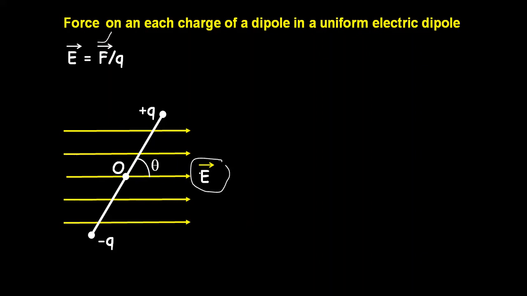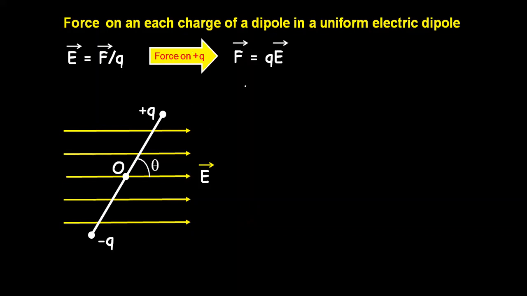So the electric field will offer a force on the plus Q charge, and also a force on the minus Q charge. What will that force be, and what is its direction? We will find that by cross-multiplying this formula. So take Q to the left-hand side. I get the force on plus Q charge: F vector is equal to Q into E vector. There is no negative sign here, so I should take it as plus Q. So Q E vector. Now looking at the direction of this force, it will act along the direction of electric field.